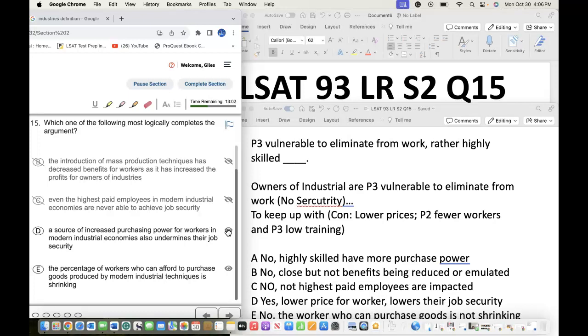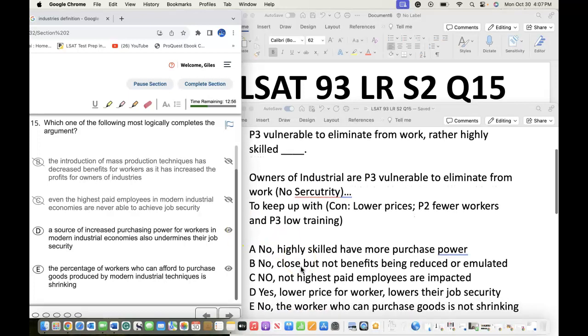D. A source of increased purchasing power for workers in modern industrial economies also undermines their job security. That's kind of where we're matching up here with the owners of the industry and the workers' purchasing power. It gives the workers an undermining, which challenges their work position as far as being able to secure that work for a commitment. So that answer kind of matches up.